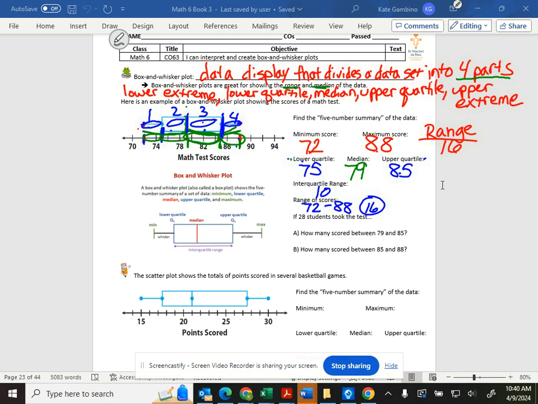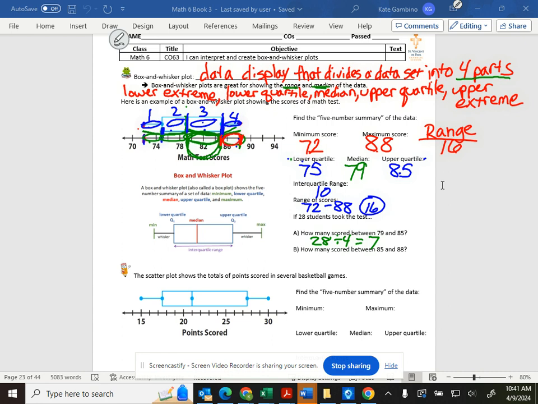No. Why 2? If we want to know this section right here, is that half of my scores? How many sections do I have? 4. And that's one of them. Claire? 28 divided by 4, because there are 28 all together and 4 equal sections. One section is going to be that 28 divided by 4. So how many students scored in that section of 79 to 85? Marina? 7.